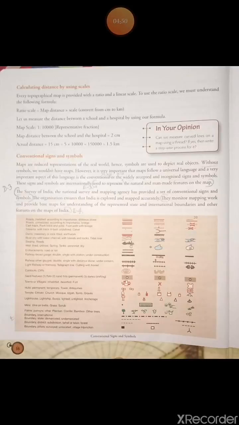Now we can't simply give the statement that the distance between the hospital and the school is 20,000 centimeter. We need to convert it in meter or in kilometer. So 20,000 centimeter is equal to 200 meter. That is equal to, or in other way we can say it is 0.2 kilometer.